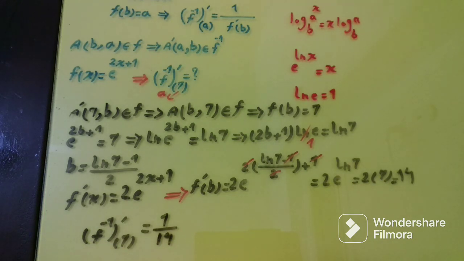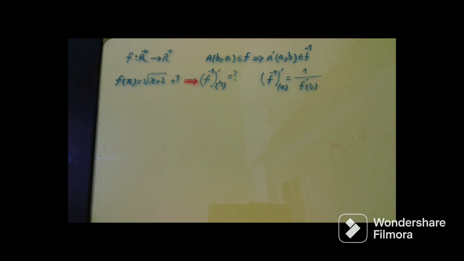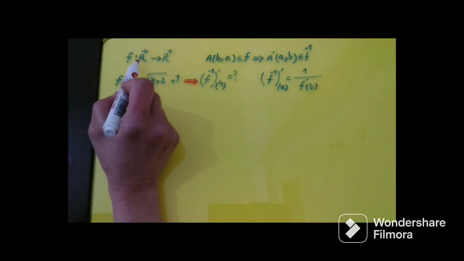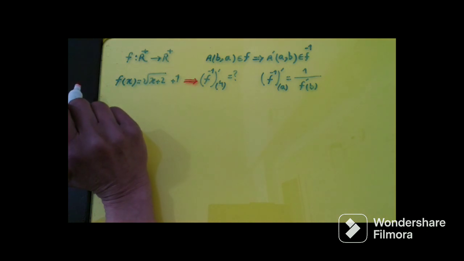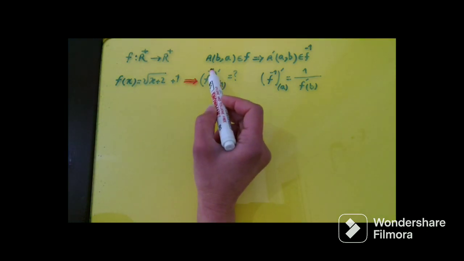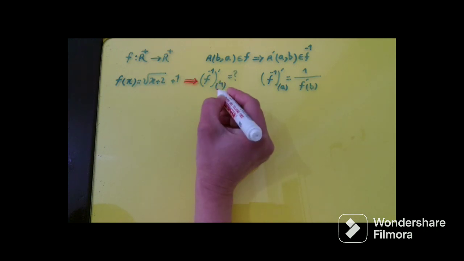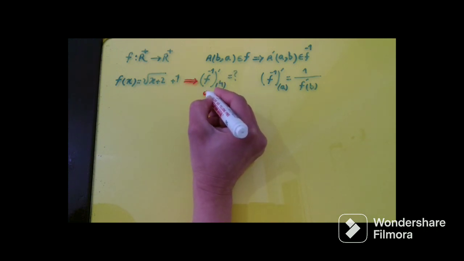Next example. Okay guys, in this example, f is a function of positive real numbers to positive real numbers. We should get the derivative of inverse function at a point of length 4. So 4 is a.